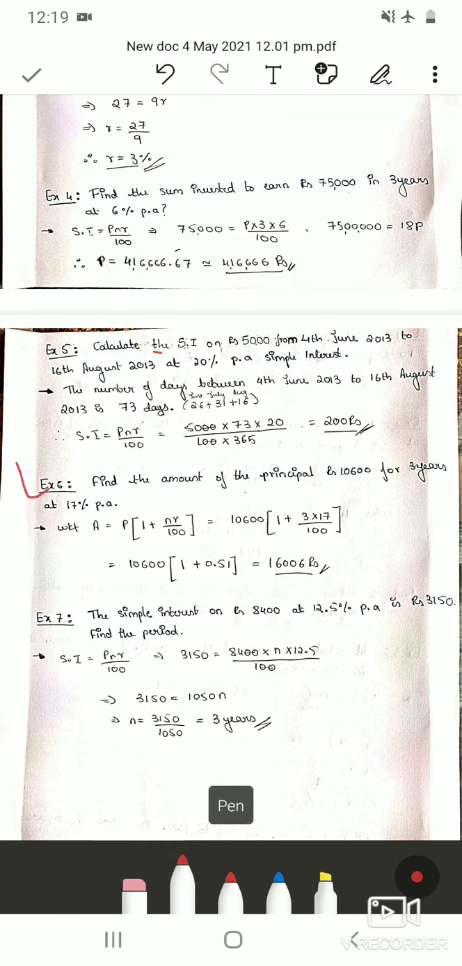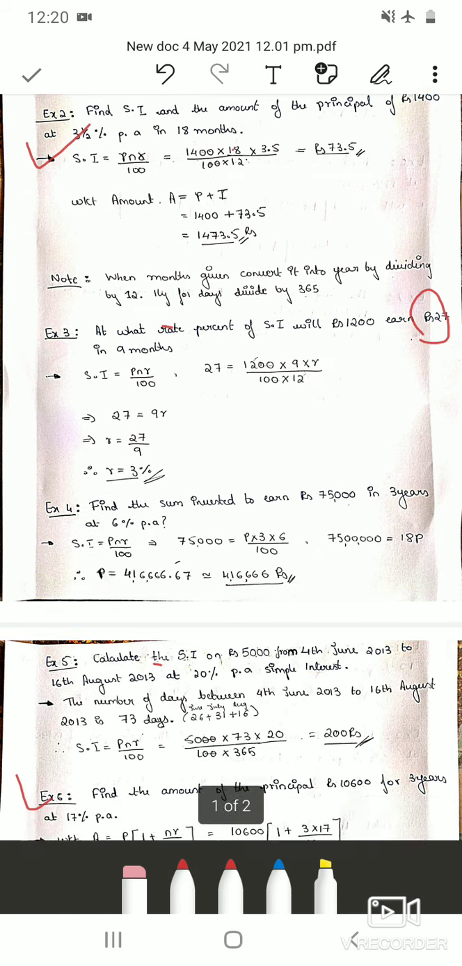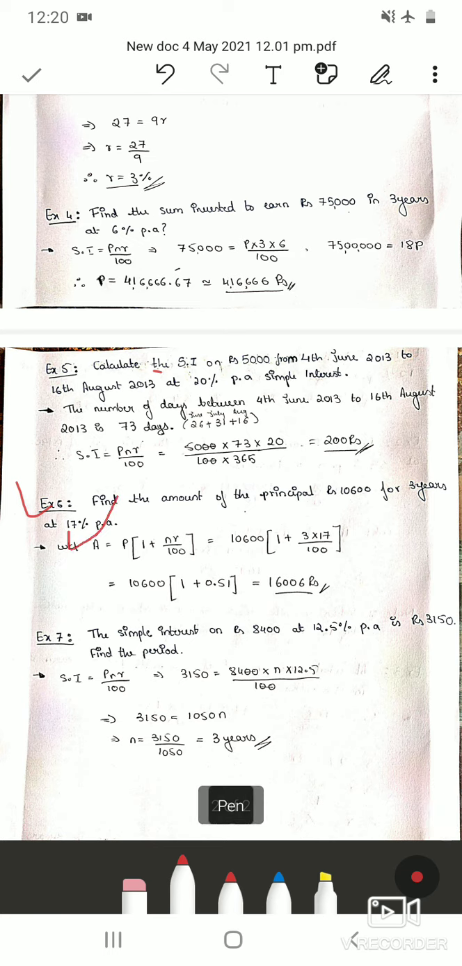So the next question is, find the amount of the principal of rupees 10,600 for 3 years at 17% per annum. In this question they have asked to find out the amount, given the principal amount, the time of investment, and the rate percent. You can either calculate like we did in the second problem, first by calculating simple interest and then finding the amount, which is principal amount plus the interest, or we can directly calculate the amount using this formula, which is P into 1 plus NR by 100.